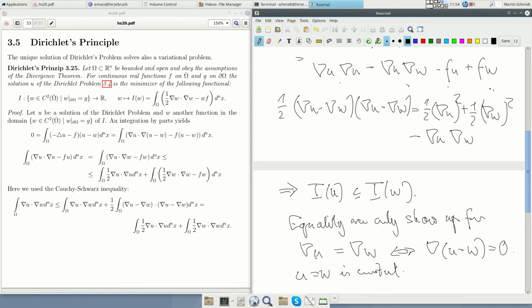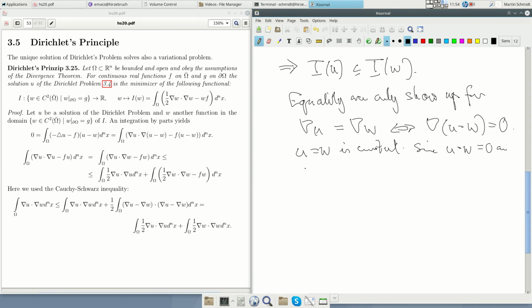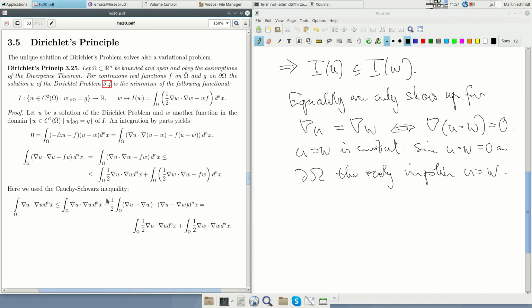And since u minus w is equal to 0 on the boundary, this really implies u is equal to w. So you see, by this argument we also get uniqueness. We have shown that it's a minimizer, and we have even shown uniqueness.